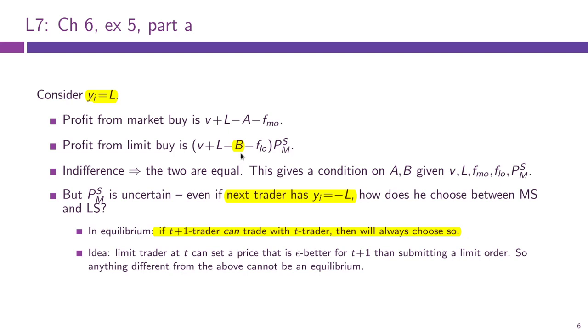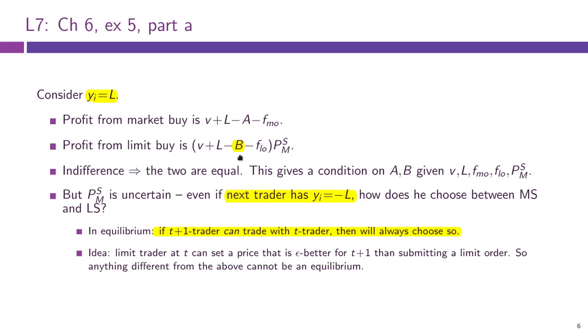So if trader T plus one submits a market order, he will get price B plus epsilon for sure. If he submits a limit order, he might get price A with some probability. But we know from a similar condition that we will write down for him that he is indifferent between getting price B for sure and getting price A with some probability. So if he has a chance of getting price B plus epsilon for sure, this is strictly better for him. So that's the idea, right?